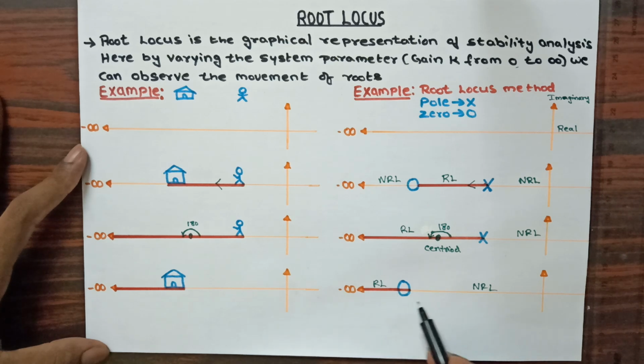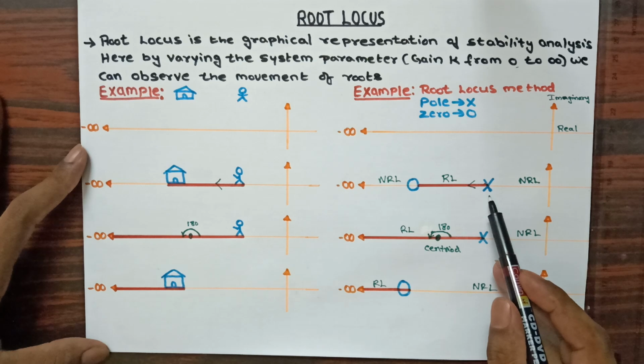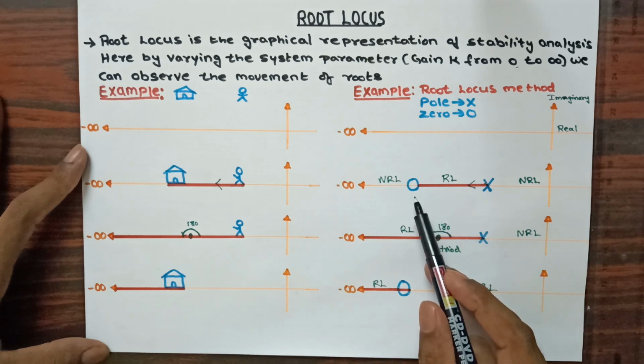So now we know that if there is only 0 from an infinite path, the pole comes and ends with this 0. So these are some examples for root locus method. Next we will discuss some more examples for root locus method. So remember that in this the pole is the starting point and 0 is the end point.